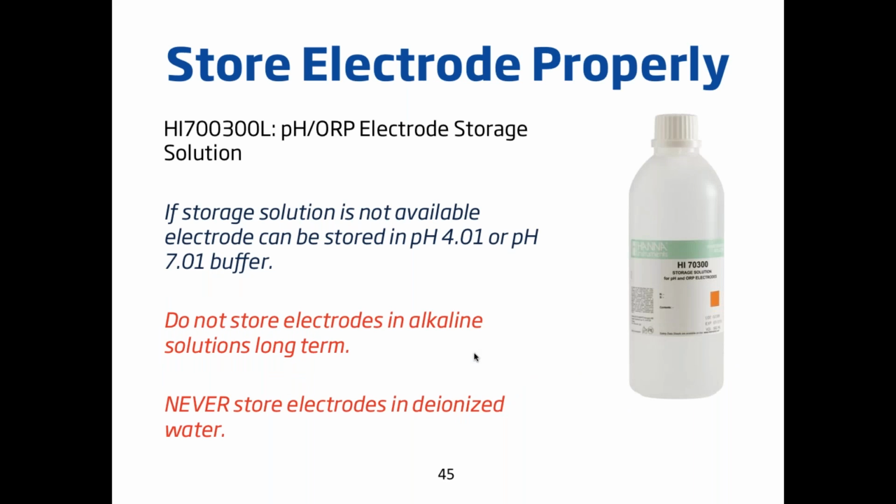After calibration, you want to make sure you're storing your electrode properly. So the storage solution is optimized for the ionic strength, and it gives you that optimal hydration layer on your pH sensing glass. If you don't have storage solution available, pH 4.0 or 7.0 buffer are pretty good substitutes, but we never want to store the electrode in alkaline buffers or in deionized water.